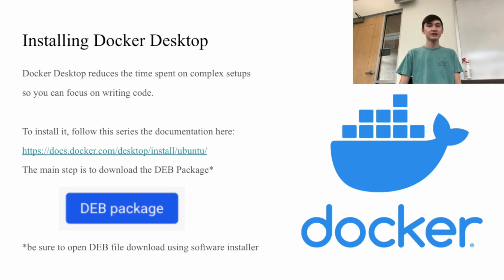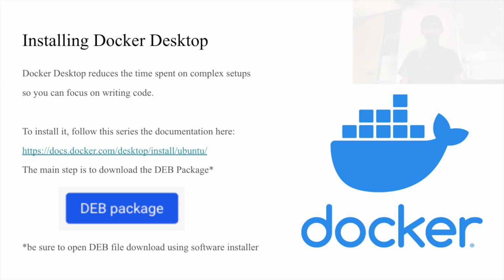If you have Ubuntu installed, the next step will be installing Docker Desktop. Docker Desktop is important because it reduces the time you spend on complex setups, allowing you to spend more time on writing code. To install it, follow the link in the documentation. The main step that you're going to need to follow is to download the deb package. Be sure to open the deb file using the software installer.